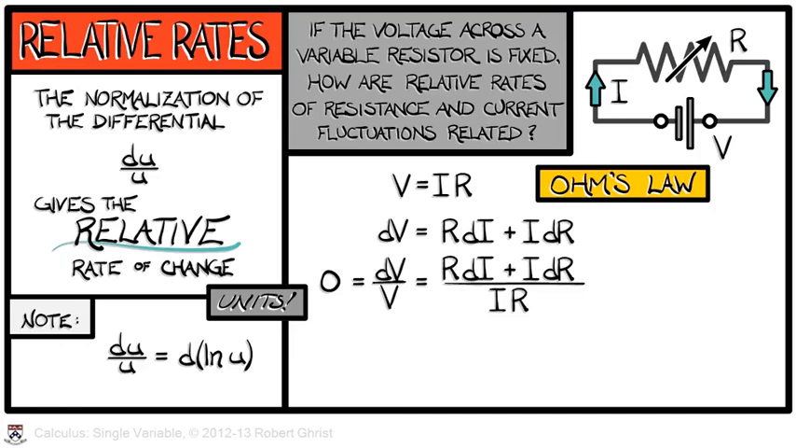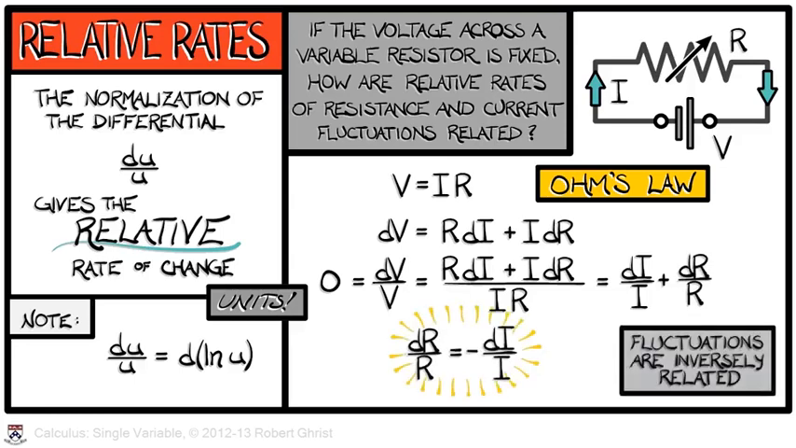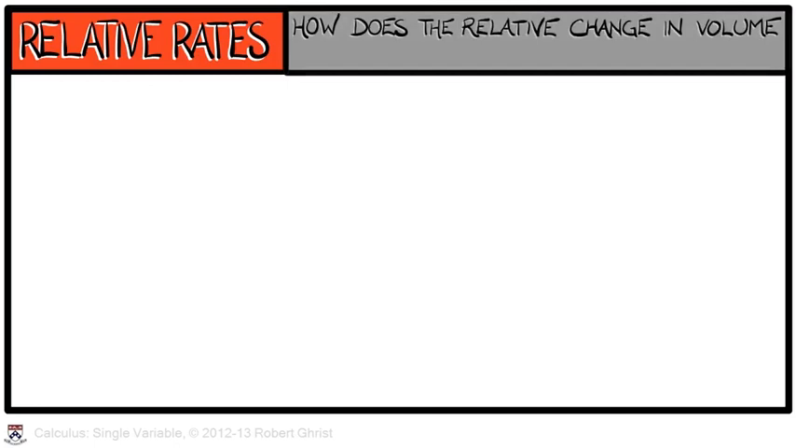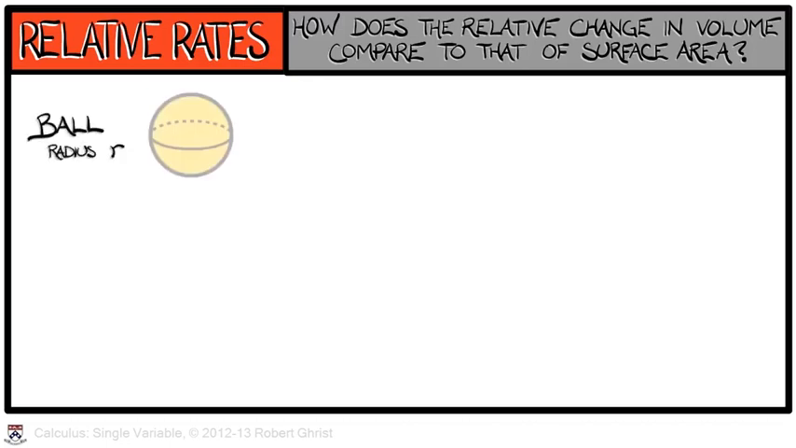Well, R dI plus I dR over I times R. That splits up into dI over I plus dR over R, meaning that the relative rates of change of R and I are inversely related. Let's look at an example from geometry. How does the relative change in volume relate to that of surface area? In the specific case of a solid ball of radius r, how do the volume and the areas compare?